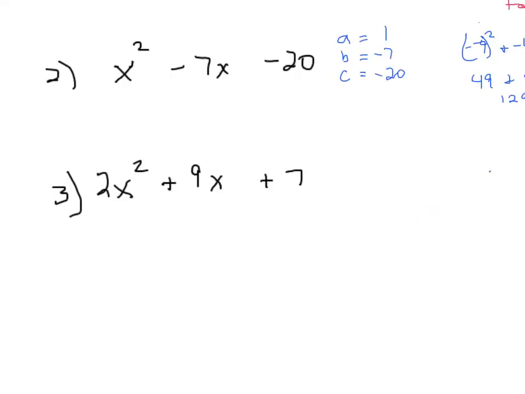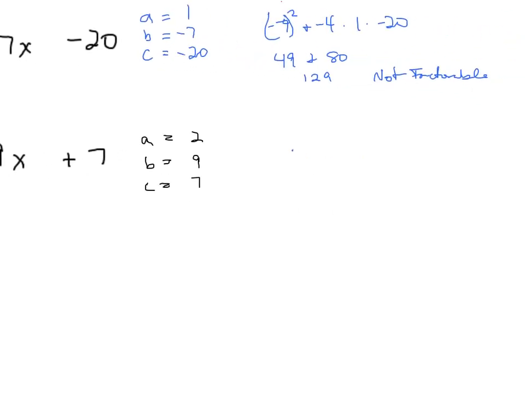Last one, our A, B, and C are 2, 9, and 7. So when we do B squared minus 4AC here, we're going to have 9 squared minus 4 times 2 times 7. 81 minus 8 times 7, 56, and that's 25. So 25 is a perfect square. Right? Square root of 25 is 5. So this means it's factorable.